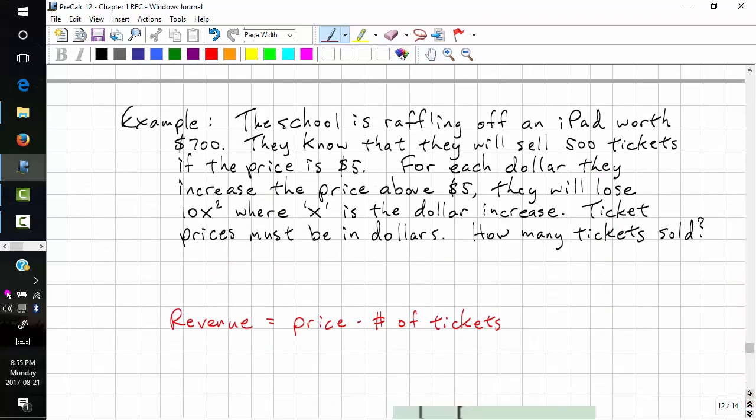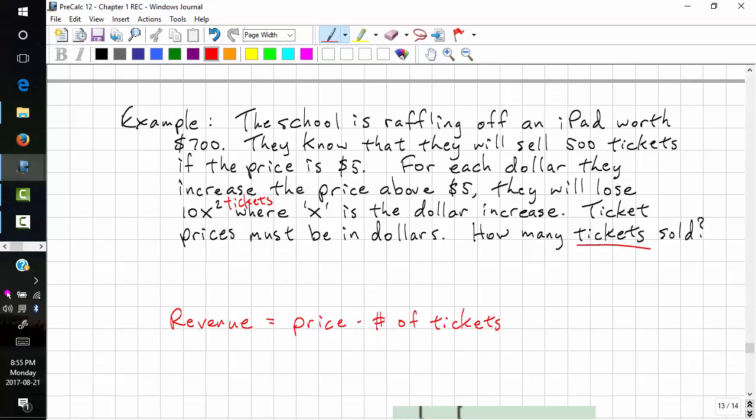Okay, let's look at another example. The school is raffling off an iPad worth $700. They know that they will sell 500 tickets if the price is $5. For each dollar they increase the price above $5, they will lose 10x squared tickets, where x is the dollar increase. Ticket prices must be in dollars. How many tickets sold?